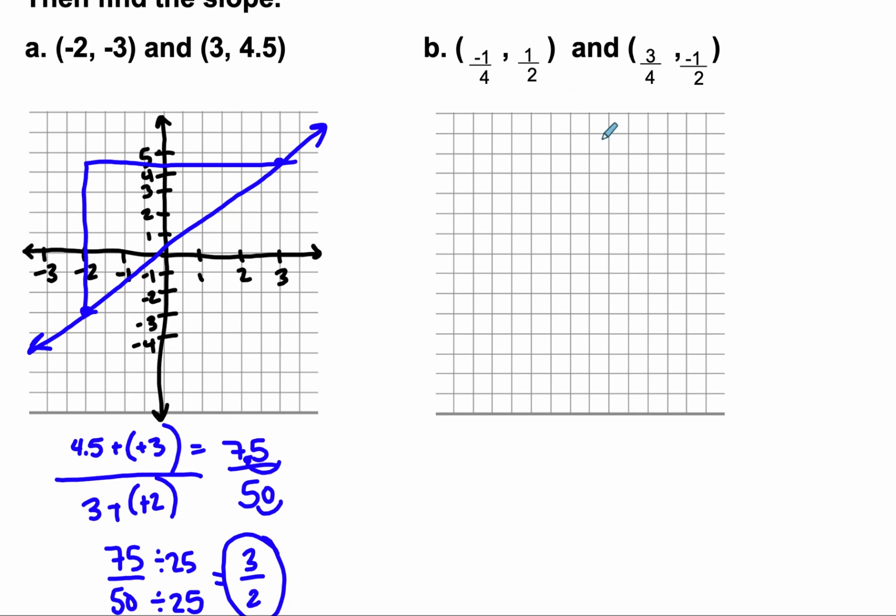All right, now I'm going to set up my graph for this next one. It looks like I have fractions. Oh, holy moly. Did not do a very good job of drawing that straight. I'm going to try a little bit. A little bit better there. Okay.